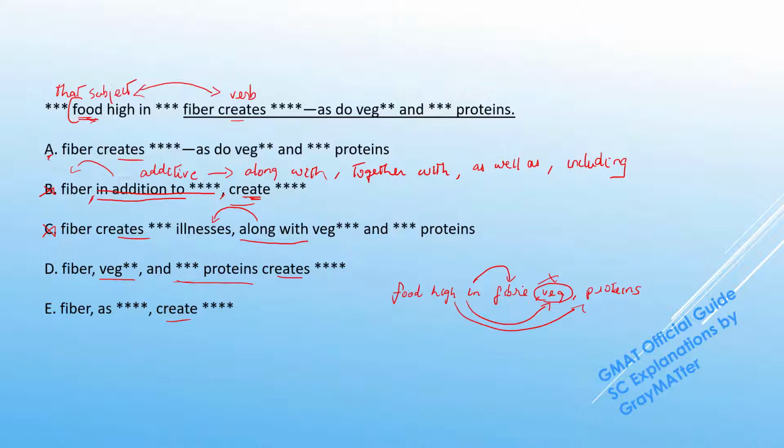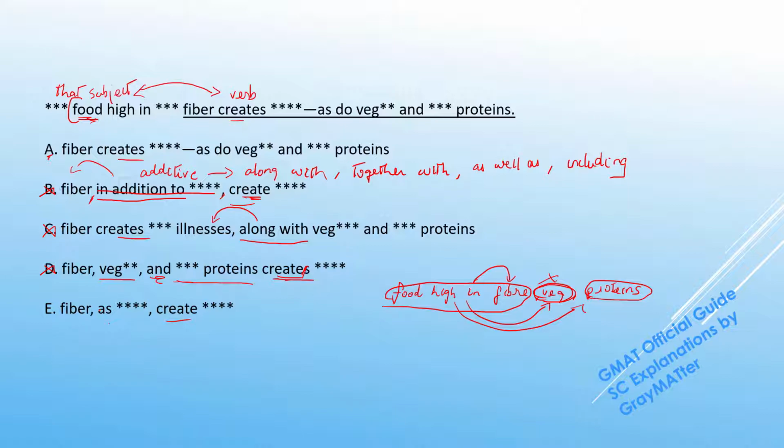So that means these three are supposed to be considered separate entities. Food high in fiber as one entity, vegetables as the second entity, and proteins as the third entity. And if there are three entities connected by and, obviously the subject is a plural subject, in which case we need the verb create. So D goes off by subject-verb agreement.